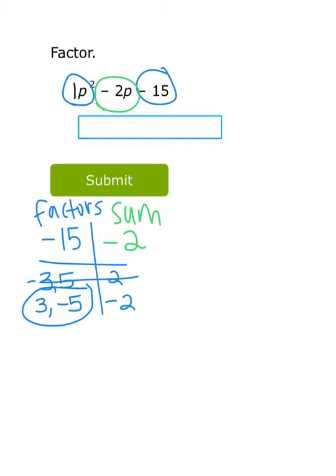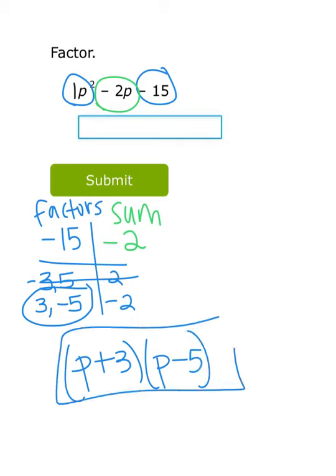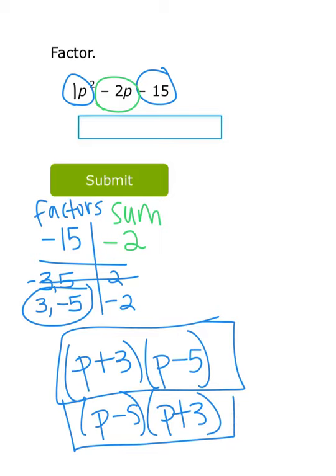So instead of drawing your box, all we have to do is just write p plus 3 for one factor and p minus 5 for the other factor. And that's your answer. Okay, remember you could have written it the other way. P minus 5 times p plus 3. Both answers are correct. You could multiply this back out and check yourself and make sure that when you multiply this, you should get what you started with, p squared minus 2p minus 15.